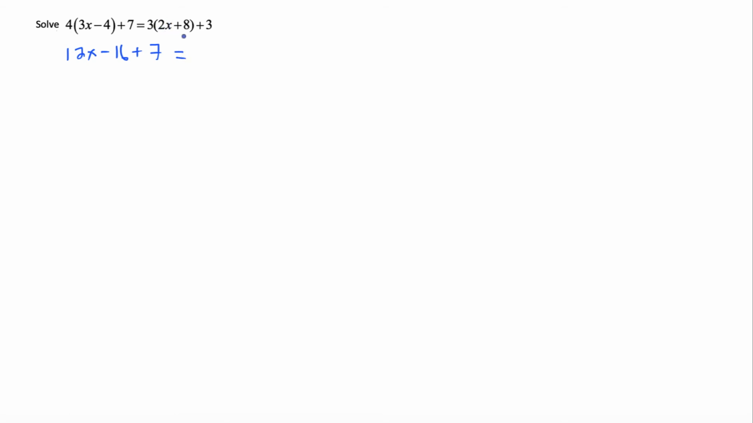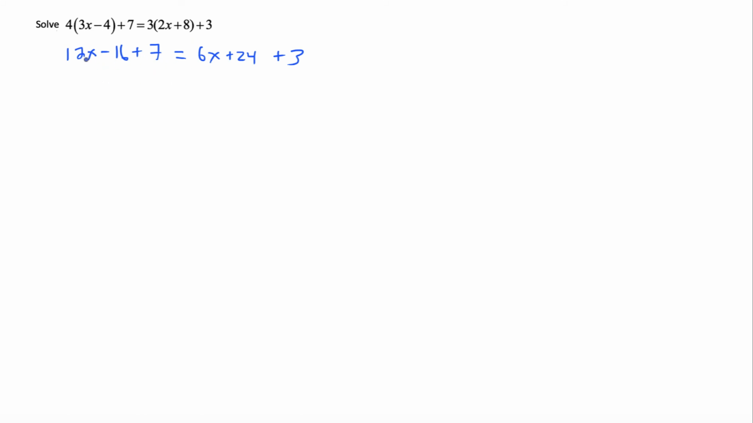Now we can go ahead and just do the right side as well, right? We see a parentheses here on the right side, which means we want to multiply each term inside by whatever's out front. In this case, 3. So 3 times 2x is 6x, and then 3 times 8 is 24, and we still have that plus 3 there. Okay, so now we have gotten rid of all the parentheses. The next step would be to simplify each side as much as we can.